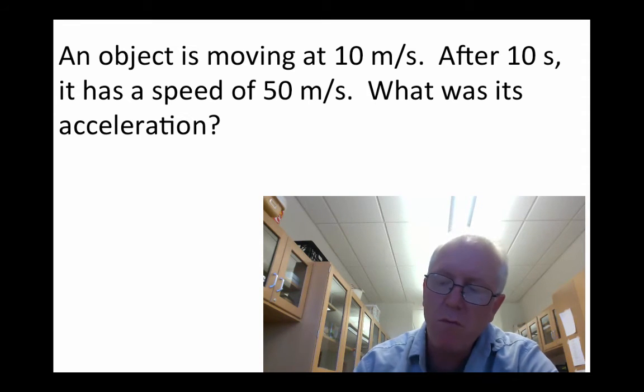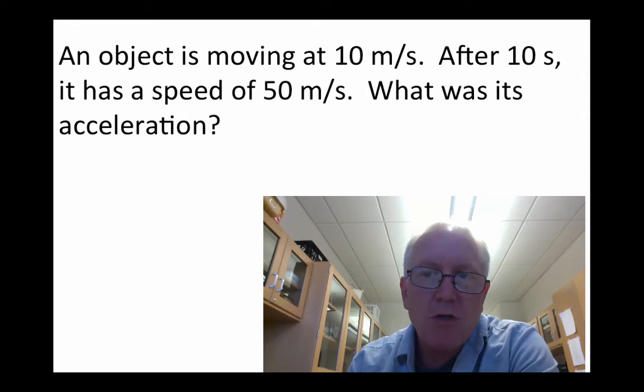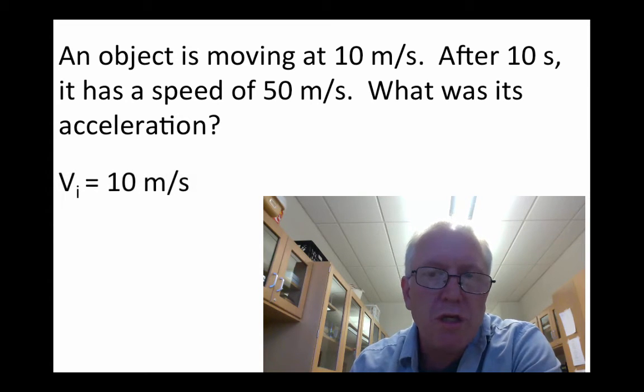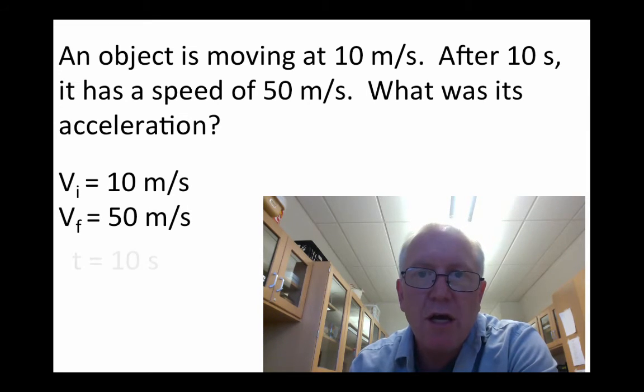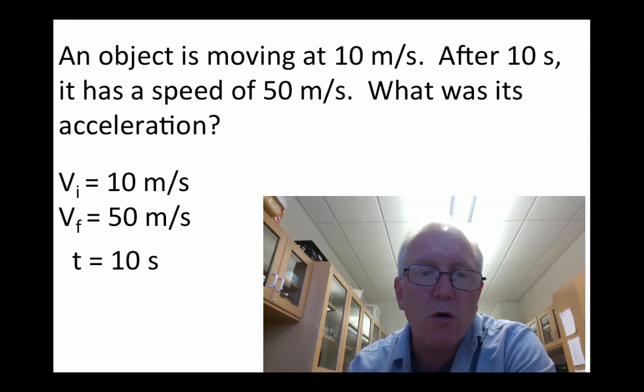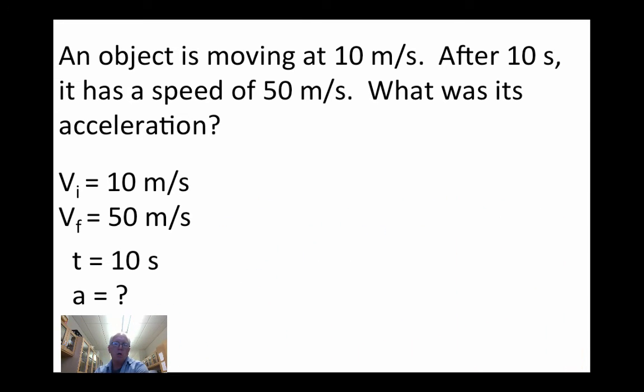All right, well, welcome back. Here we go. Object is moving at a certain speed. After 10 seconds, it has a new speed. What was its acceleration? Okay, great question. Well, the initial speed is 10. After 10 seconds worth of time, it has a final speed of 50 meters per second, and I'll include the time here as well, and also what I'm looking for, which is the acceleration.